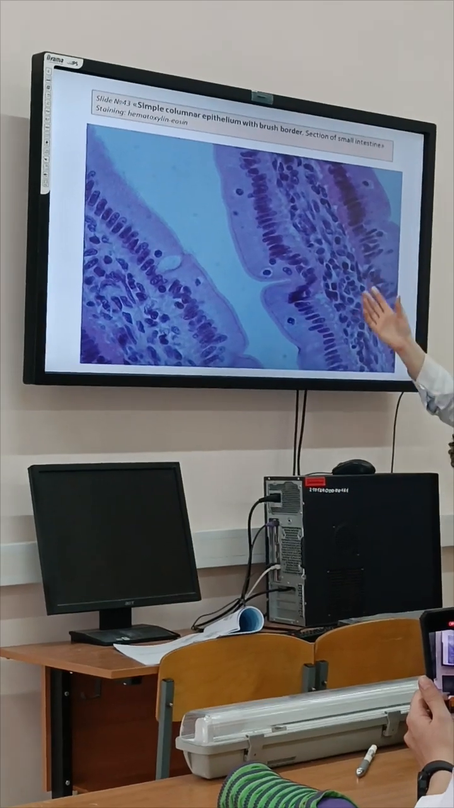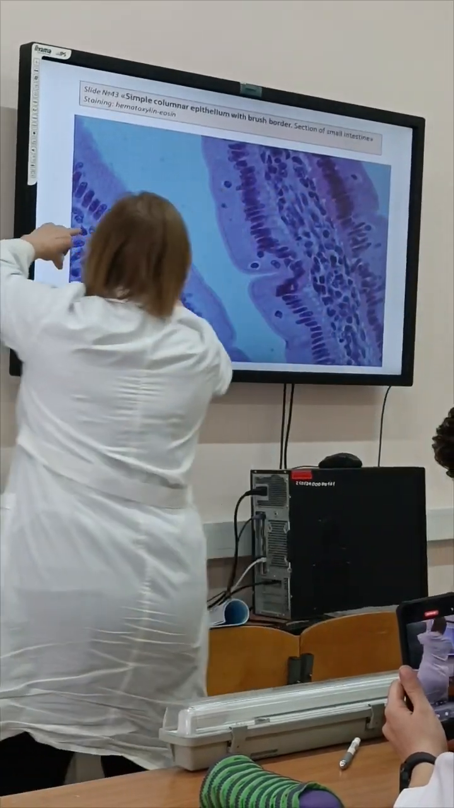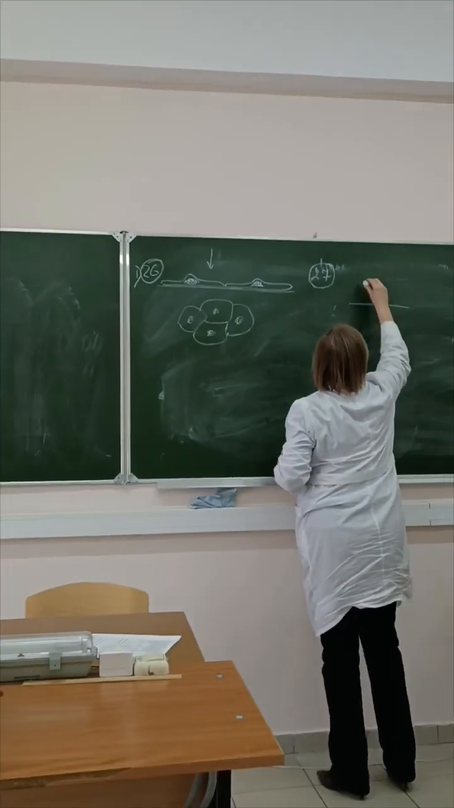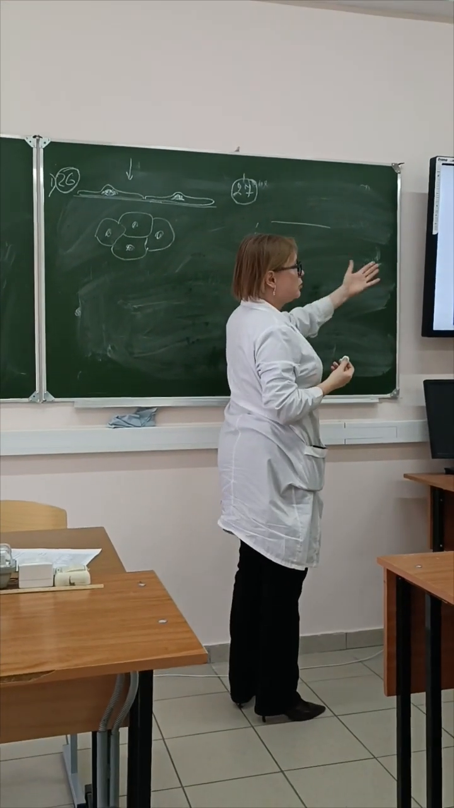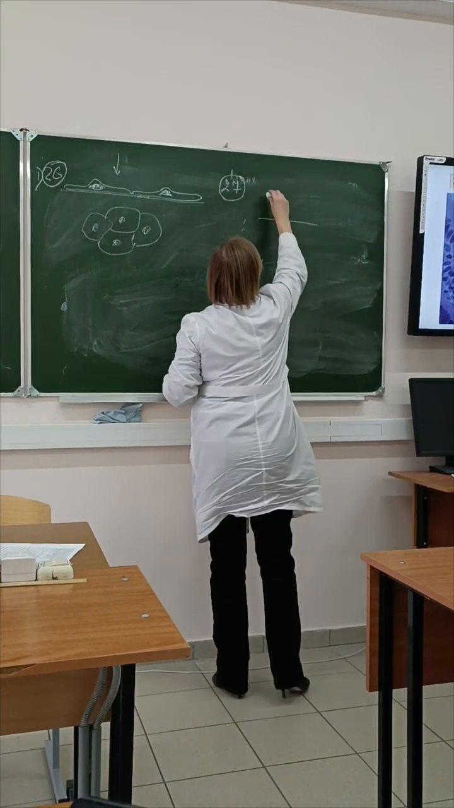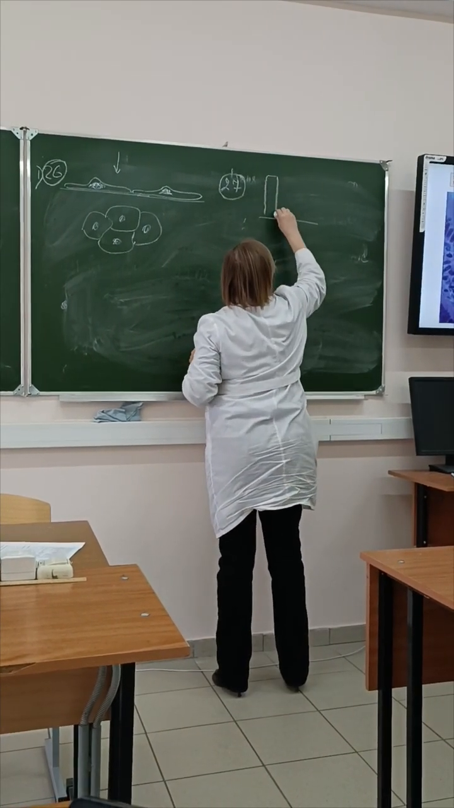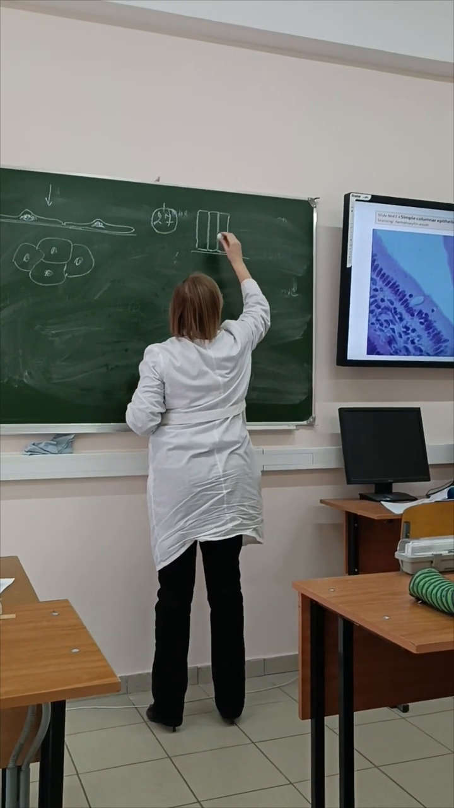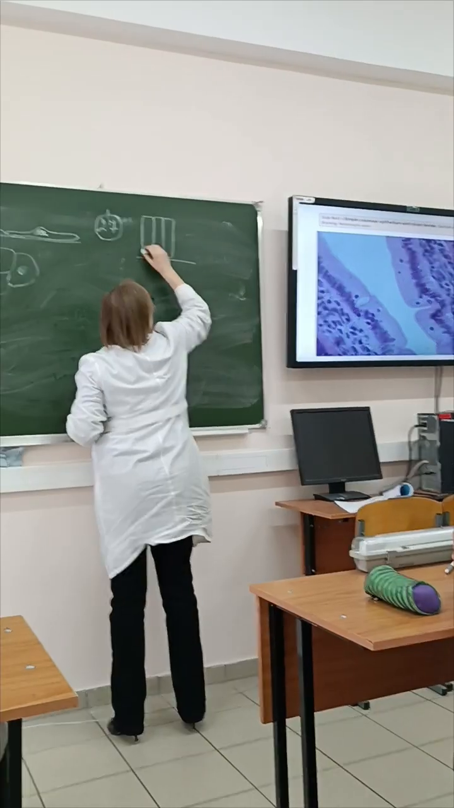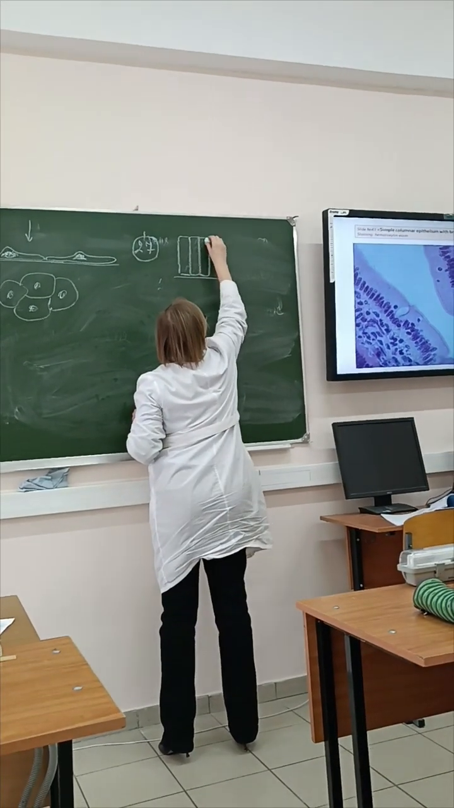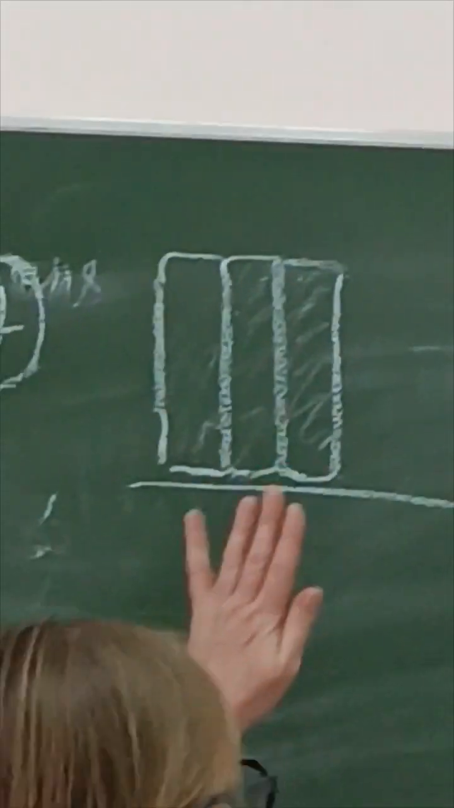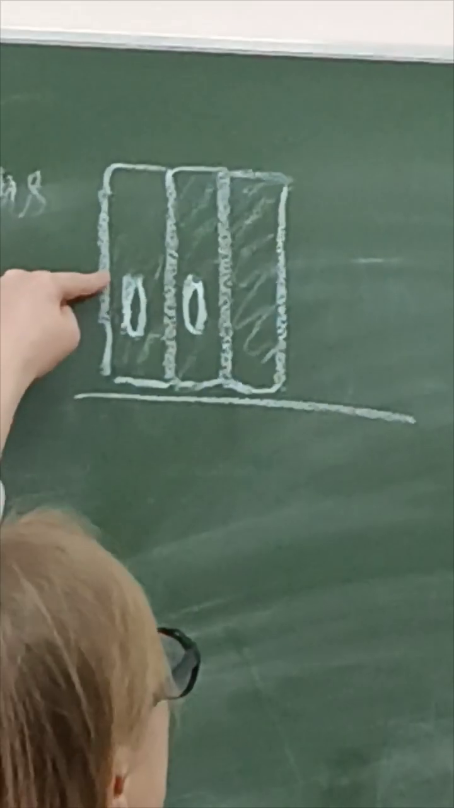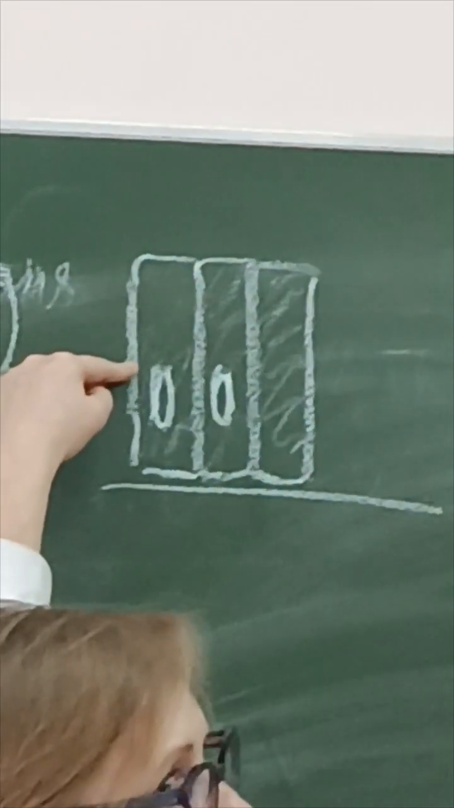What is necessary to do for you? You take one piece of epithelium and draw it schematically, so you reflect your knowledge about this epithelium in the drawing. You know that it consists of columnar cells. They all have the same size. Purple, light purple, nuclei oval, and the nuclei not higher than the midline of the cell.